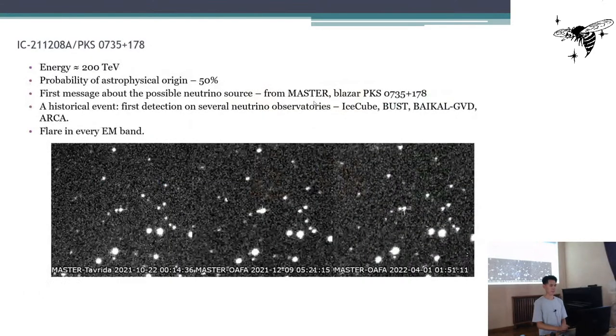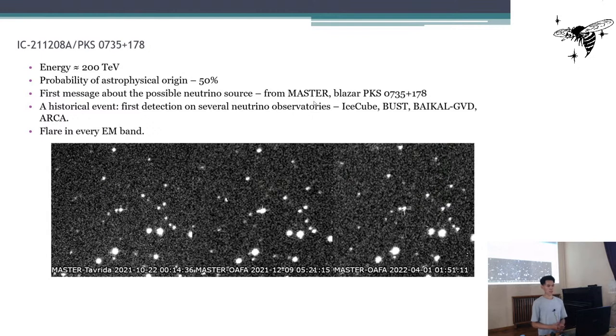Second candidate is PKS 0735 and neutrino event IceCube 211208A. Energy of the neutrino is approximately 200 TeV, probability of astrophysical origin 50%, and it is a historical event. It is the first neutrino event that was detected by several neutrino observatories: IceCube, Baksan Underground Scintillation Telescope, Baikal-GVD, and KM3NeT/ARCA, successor of ANTARES.